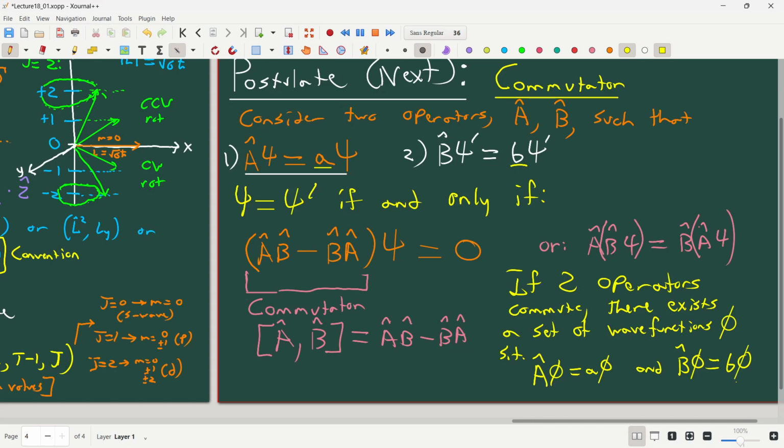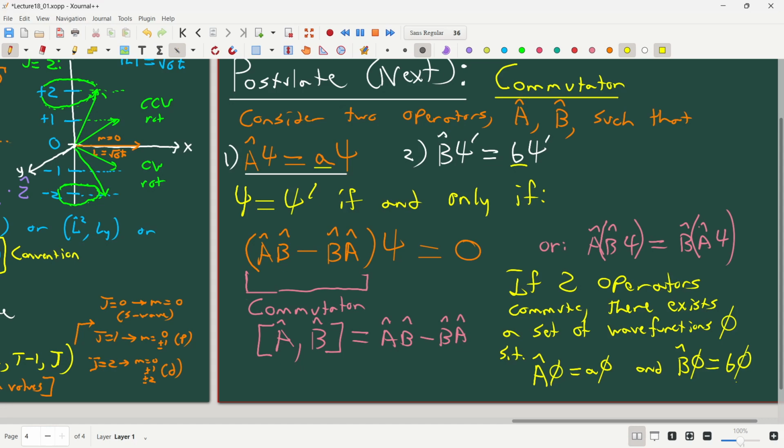Okay, so if I know what my two operators are, I can calculate this commutator, the difference between flipping the order. And if I get a non-zero answer, then I can't have a wave function that is simultaneously defined for both properties. Does that say if two operators commute?